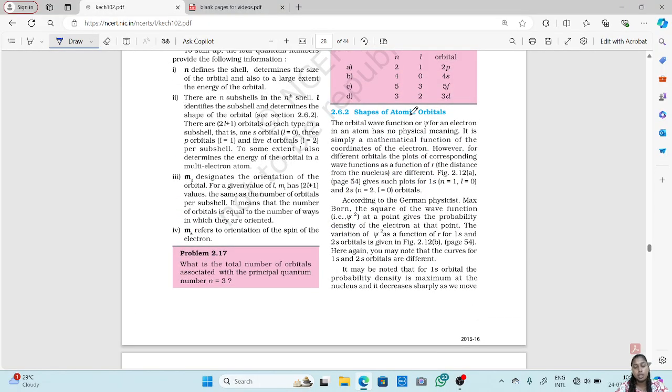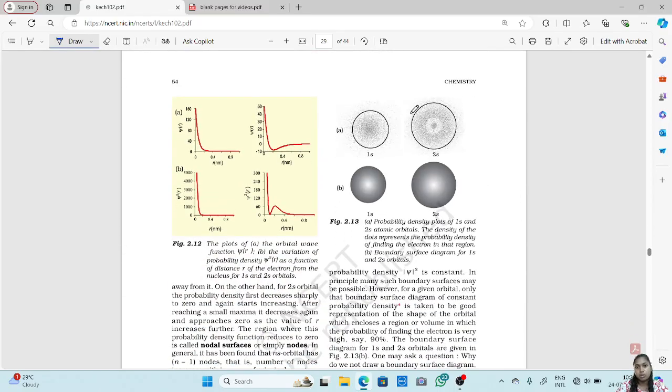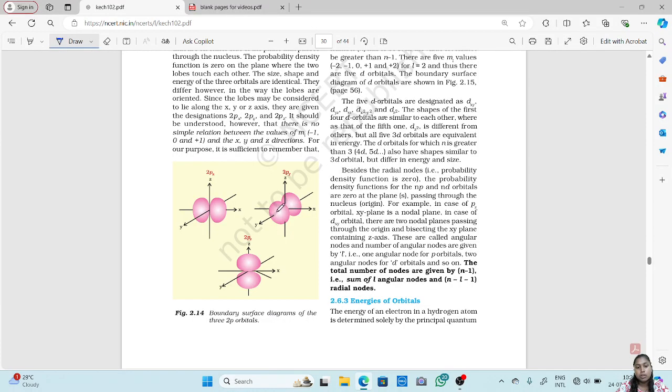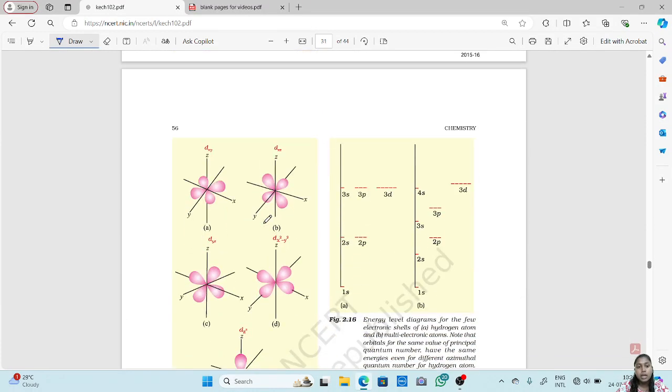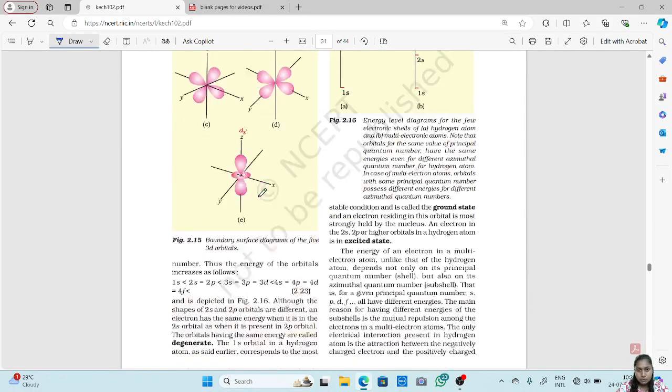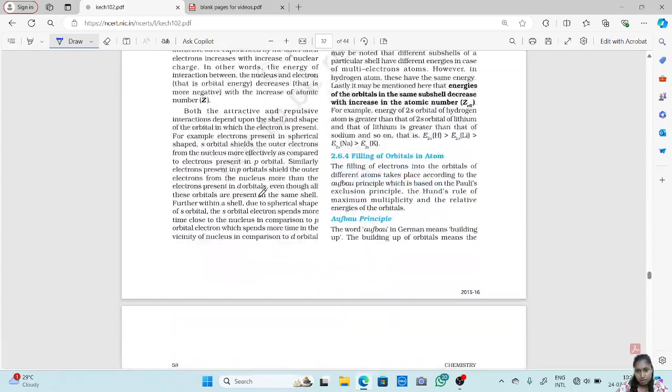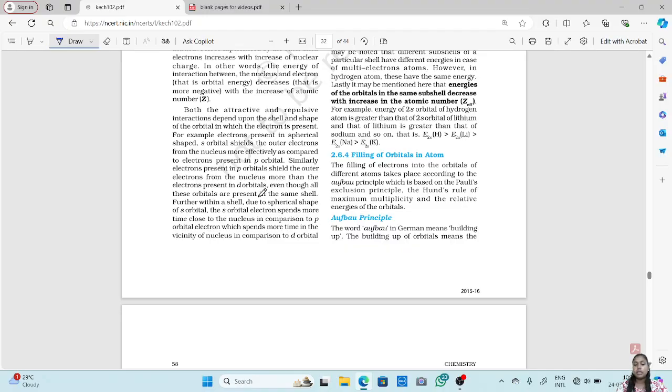Then we have seen the shape of the atomic orbital. So this is an s orbital. How will a p orbital be? It will be along the coordinates. And these are the d orbitals. Then we have seen their energy levels, that is ground state, excited state. Now the last part, that is the filling of the orbitals, how these orbitals are filled.